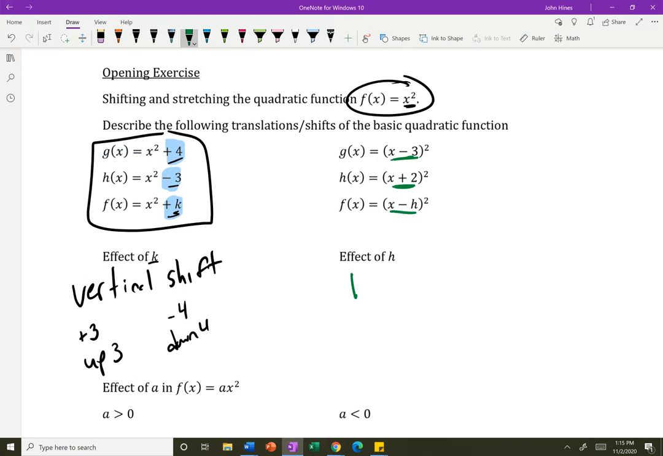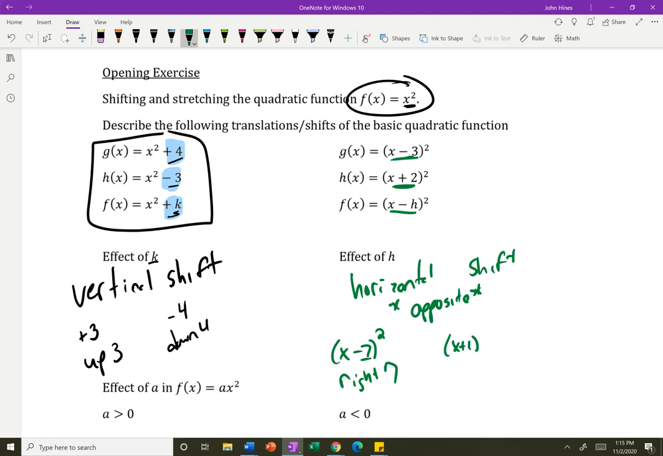So h is a horizontal shift, but this one is opposite of what you see. So for example, if I see x minus 7 squared, that's actually going right 7 because it's inside and it's the opposite. If I see x plus 1 squared, that's left because it's the opposite, left 1. Notice I'm giving both a direction and how far? 7 right. I'm not just saying right. I'm not just saying 7. I'm going right 7.